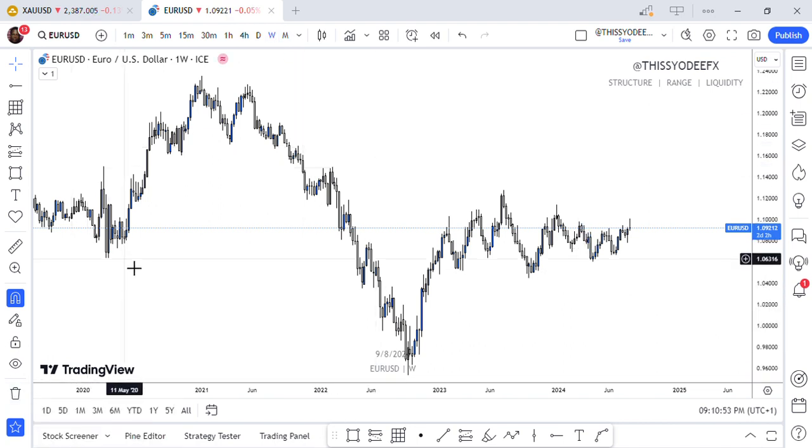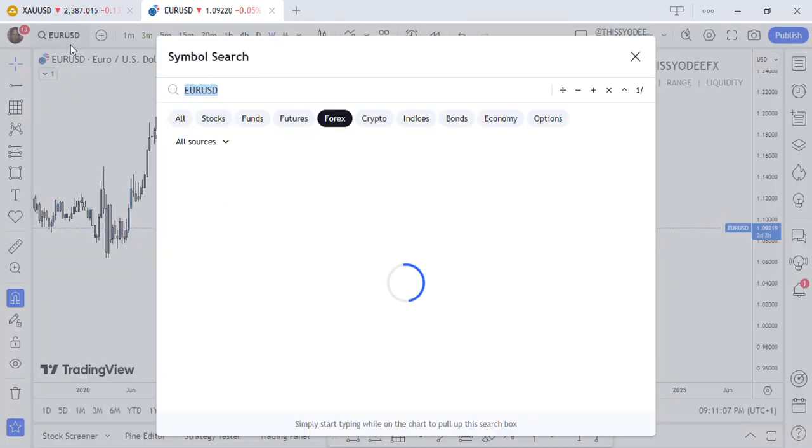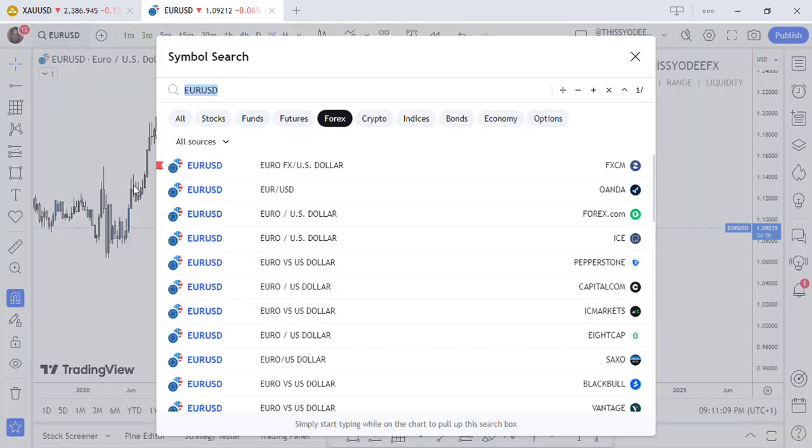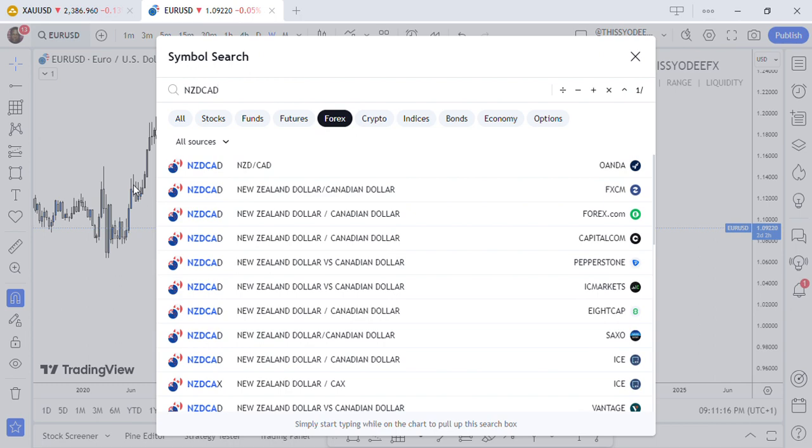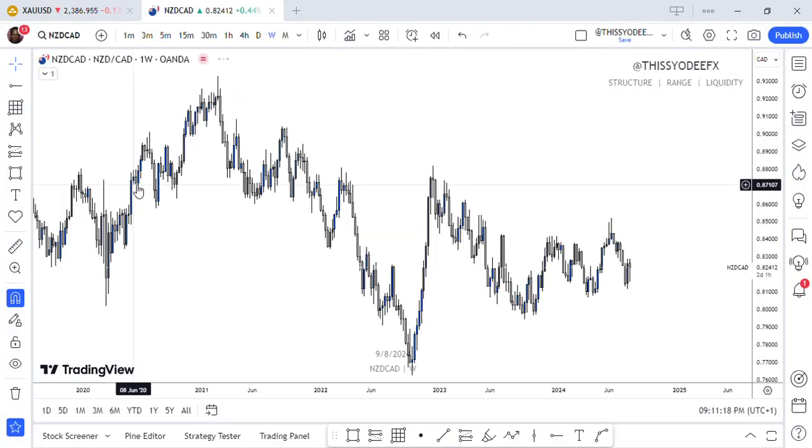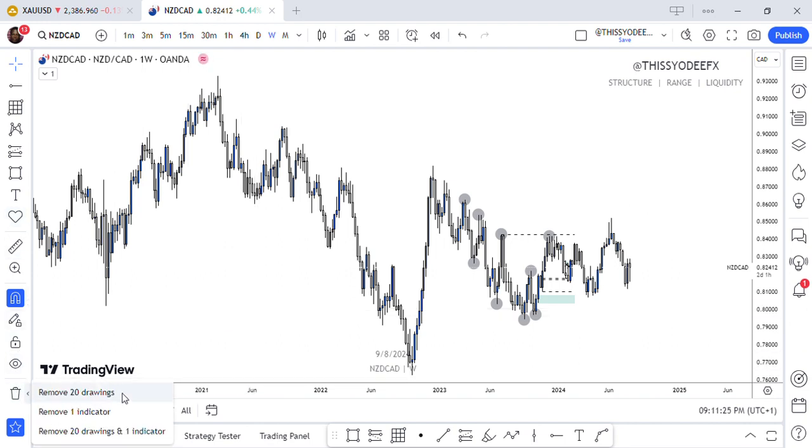I don't want to use EURUSD because I have a post on Twitter where I'm hosting a giveaway. If I use EURUSD, it's like revealing the answer already. So I'm not using GBPUSD. Let's use NZDCAD. I've not even checked this pair. I don't think I've ever checked this. Okay, I've checked this pair before, but it's been a long time.